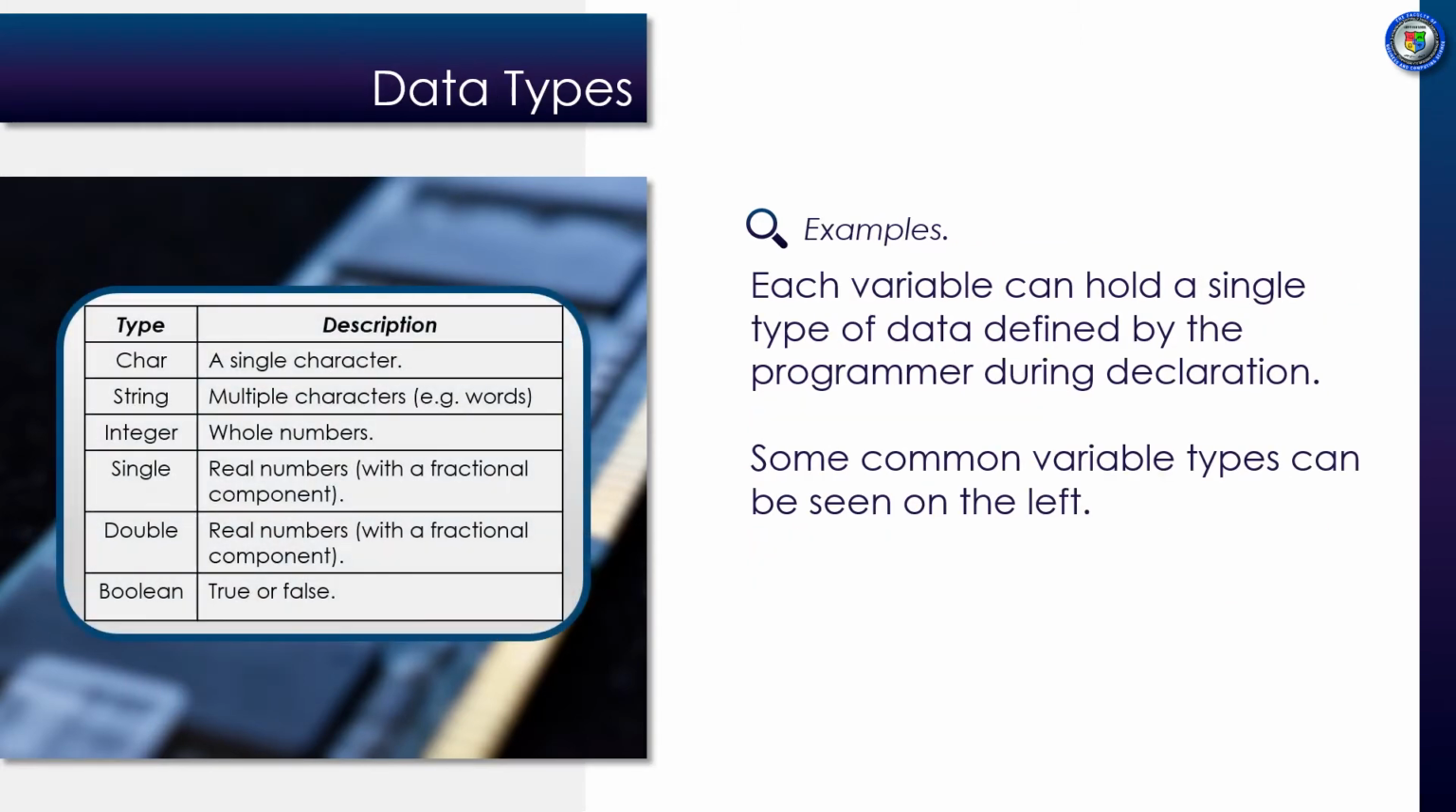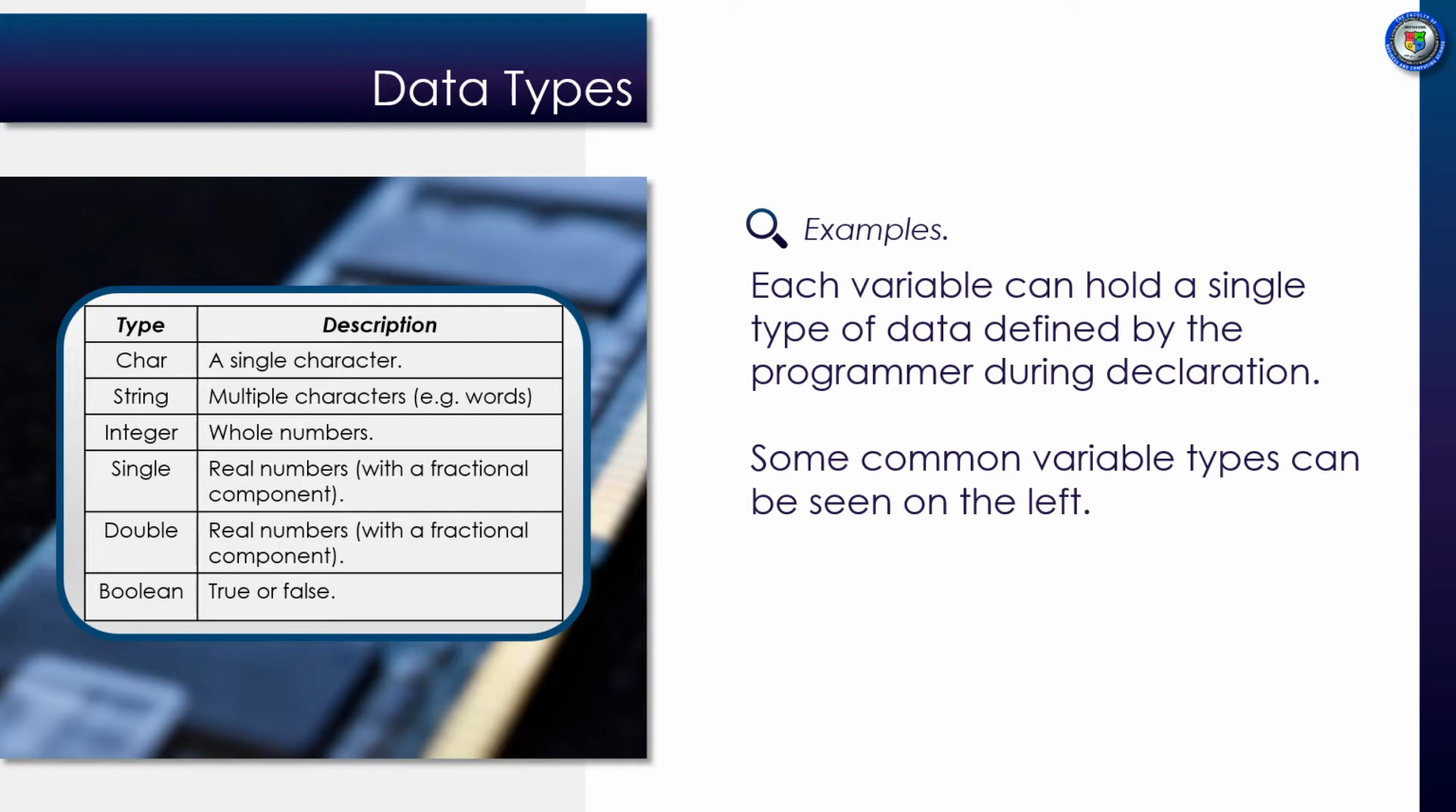As mentioned earlier, each variable can hold a single type of data and piece of information. This is declared by the programmer at the time when they set up the variable. Some common variable types and data types can be seen in the table. A char is a single character. A string is multiple characters. An integer is a whole number.